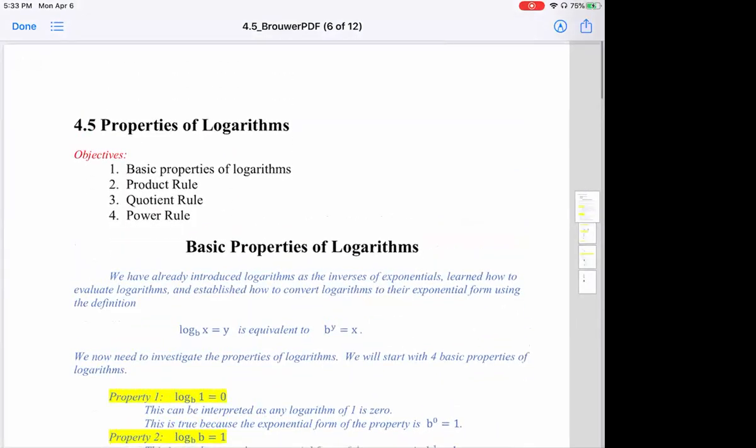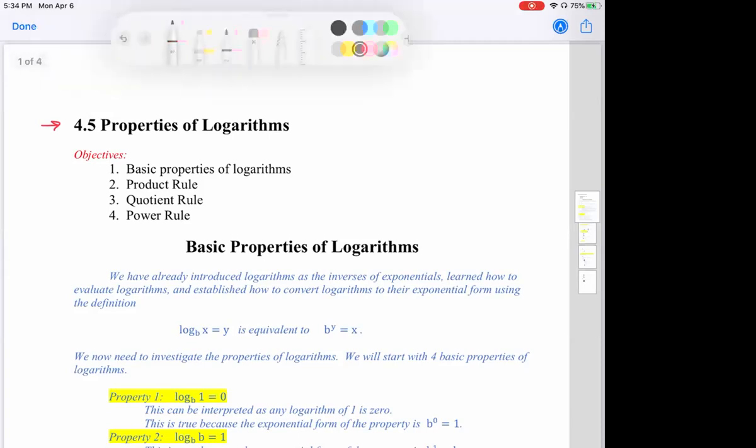So let's begin our new section, 4.5, properties of logarithms. Our objectives are 1, basic properties of logarithms, 2, product rule, 3, quotient rule, and 4, power rule. I'm sorry, product rule, quotient rule, power rule. Basic properties of logarithms.